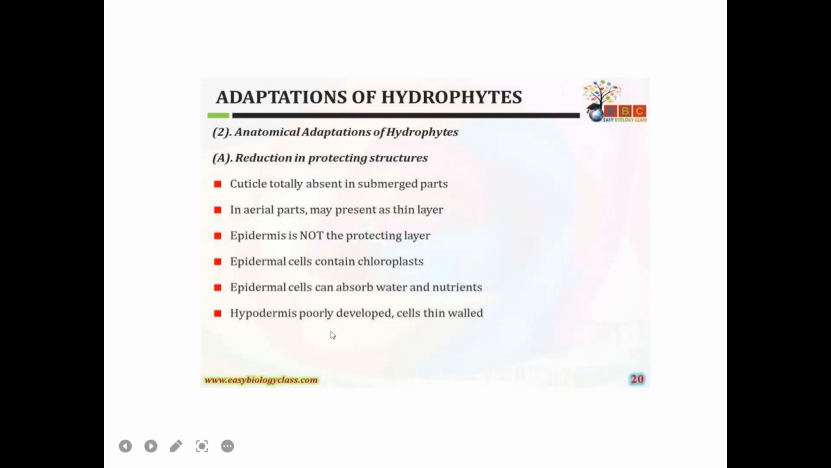The hypodermis is poorly developed and its cells are thin walled. The epidermis is followed by the cortex, which is classified into hypodermis, general cortex, and endodermis. The layer next to the epidermis is called the hypodermis, and here it is also poorly developed, with thin walled cells.